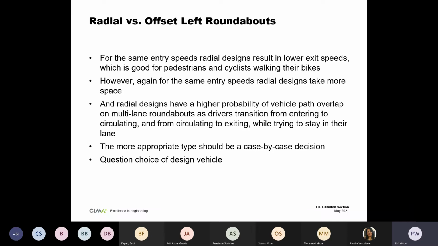Question: choice of design vehicle, right? If we don't need to design for a big truck or whatever, then that can change the choice that we make, right? Because maybe we've decided on an offset left design because, well, we don't have the space for radial design. But if we can use a different design vehicle and reduce the footprint, well, maybe we now do have space for radial design with the advantages that it provides in terms of lower exit speeds. So these are all things that we should be questioning as we go through the roundabout design process.